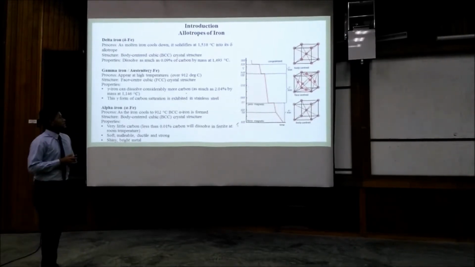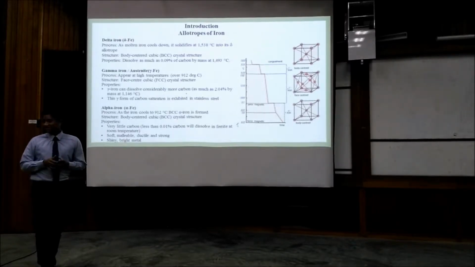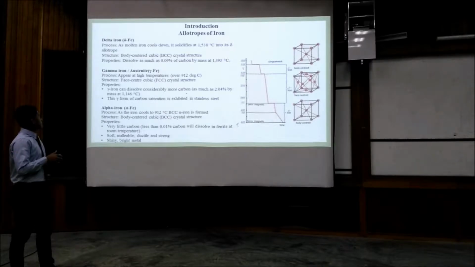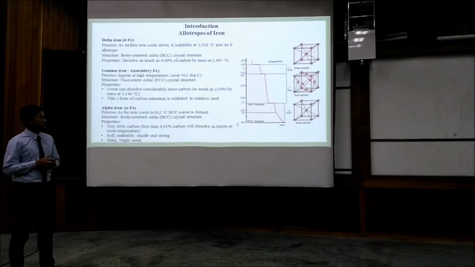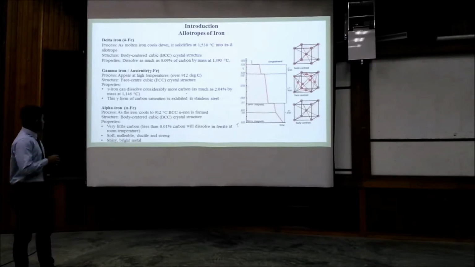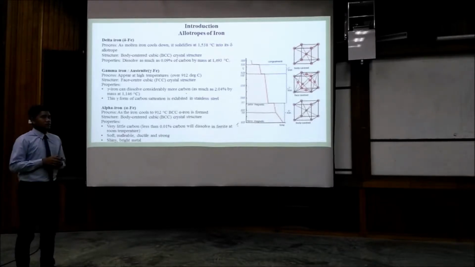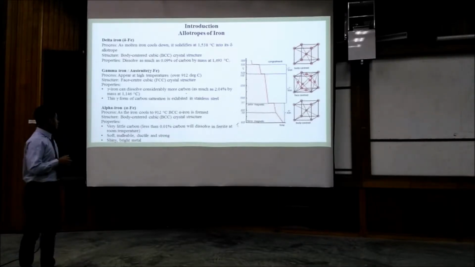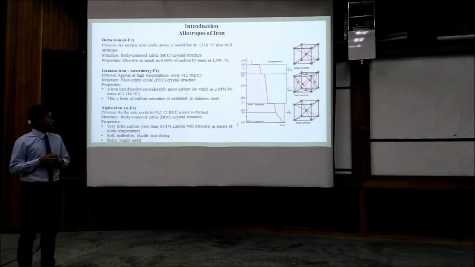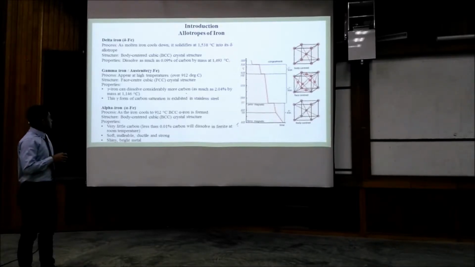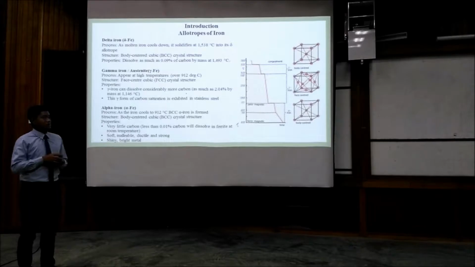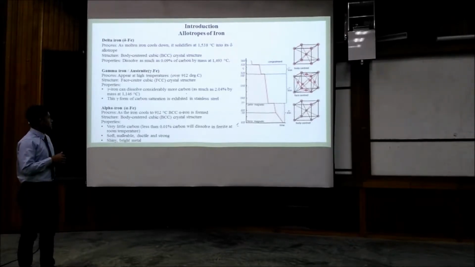So, under iron, there are electrodes of iron. First, the electrodes of iron consist of alpha iron, gamma iron, and delta iron. As iron cools to a temperature of 912 degrees Celsius, the iron becomes alpha iron, and the alpha iron is a BCC structure.